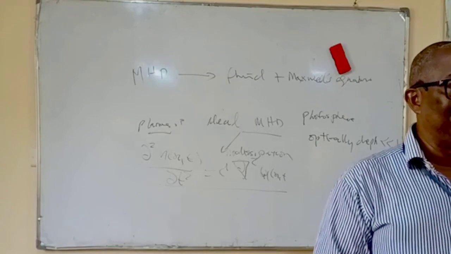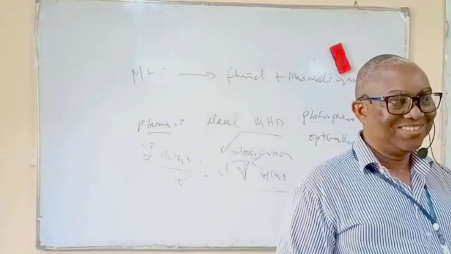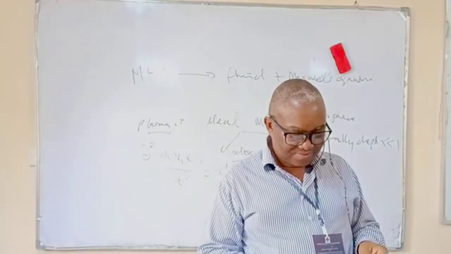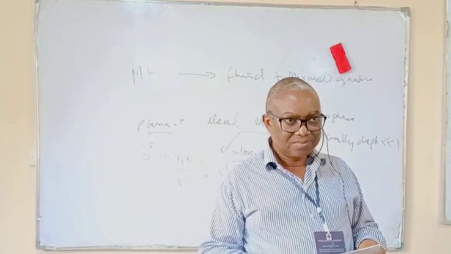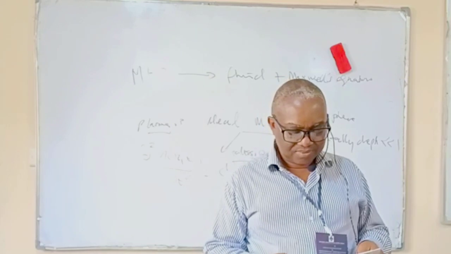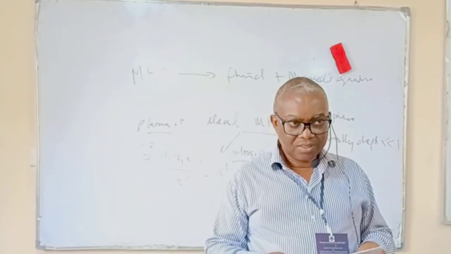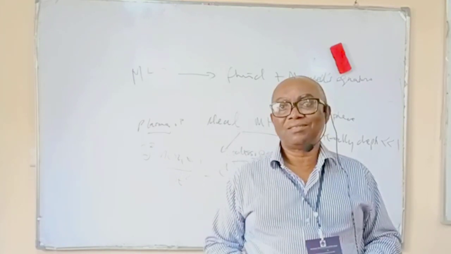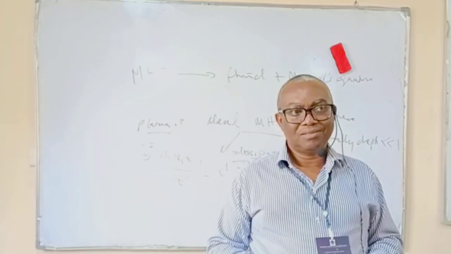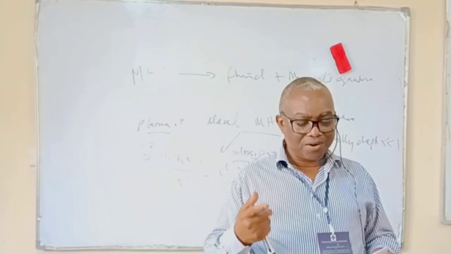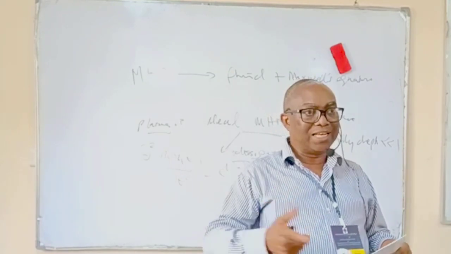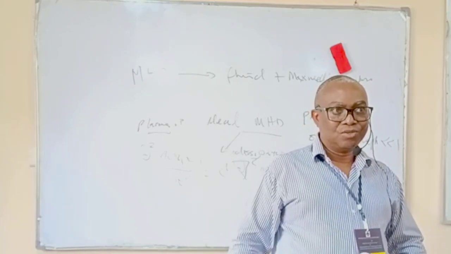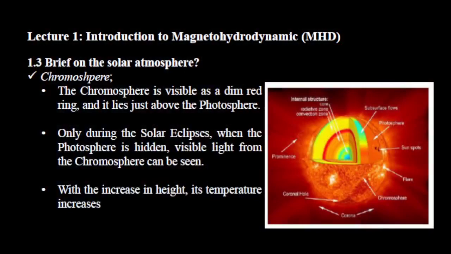So what is solar eclipse? The moon will pass between what? The sun and the earth. So we say you have an eclipse when the moon eclipses the sun, which means it's moving between the sun and the earth. So it will shield the light coming.